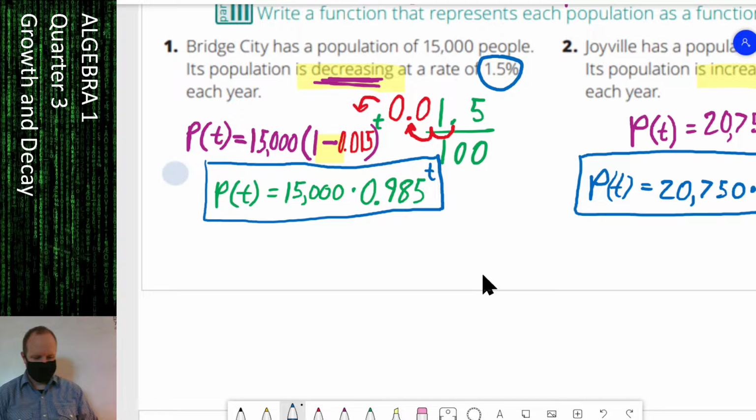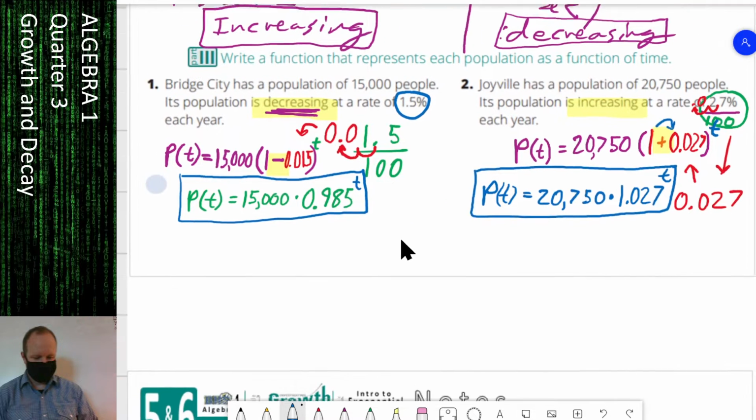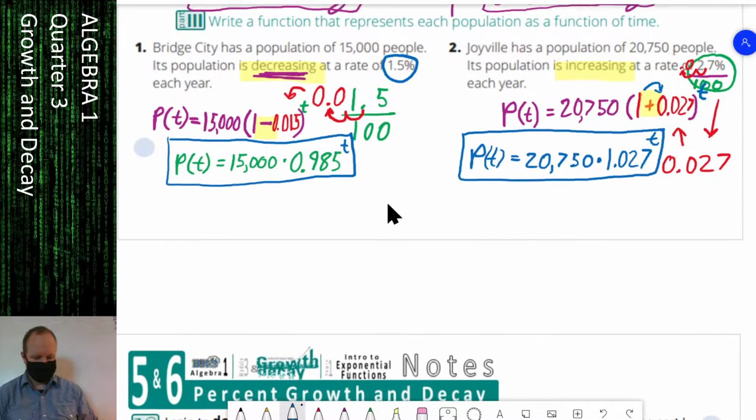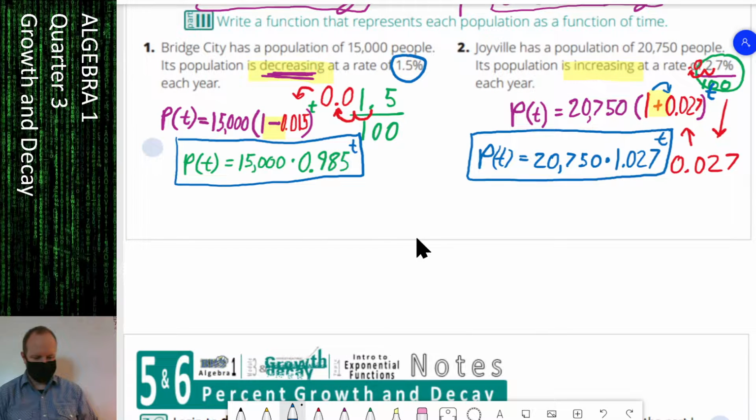So I'll let you go ahead and work on the 4 problems like this on your worksheet. The 2 keys I'll leave you with: one is taking your percent and dividing it by 100. The other key is deciding whether it's increasing or decreasing, adding or subtracting accordingly. The rest of it is plugging in what you see from your examples. Let me know if you have any questions.